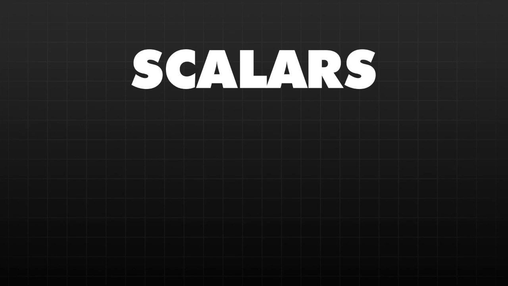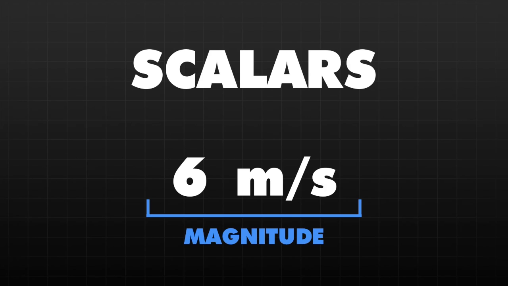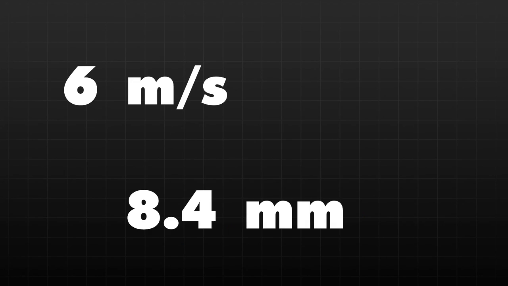Scalars are any number that can be expressed with one value, for example, 6 meters per second, which is just a number followed by units. This value is known as the magnitude, because it tells us how big the scalar really is. Examples of scalars are 6 meters per second, or 8.4 millimeters, or 12. Scalars don't really have to have units.